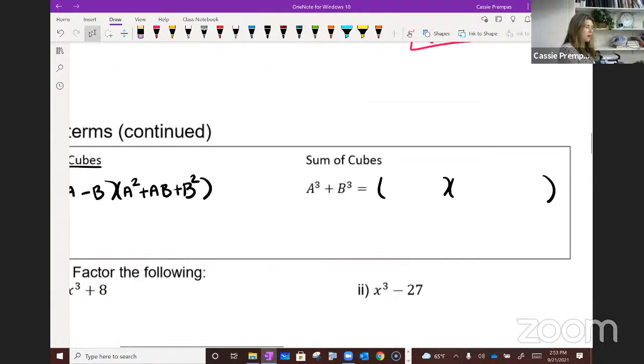Can you get the sum of 2 cubes after Caroline's help? Raise your hand.